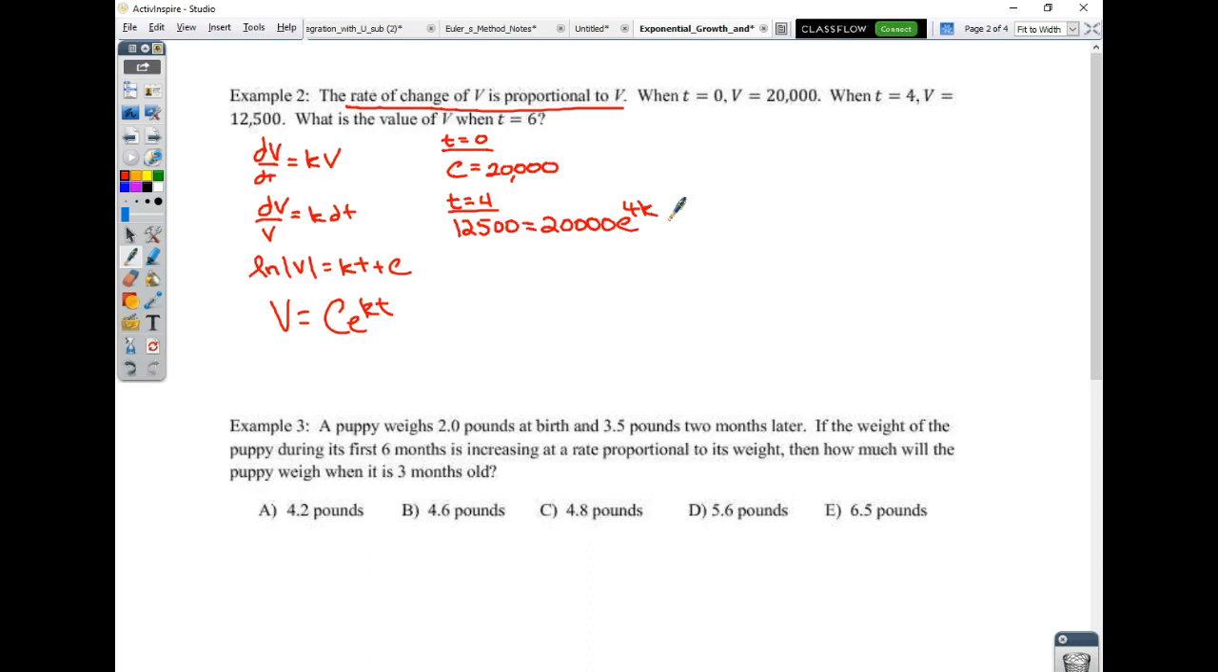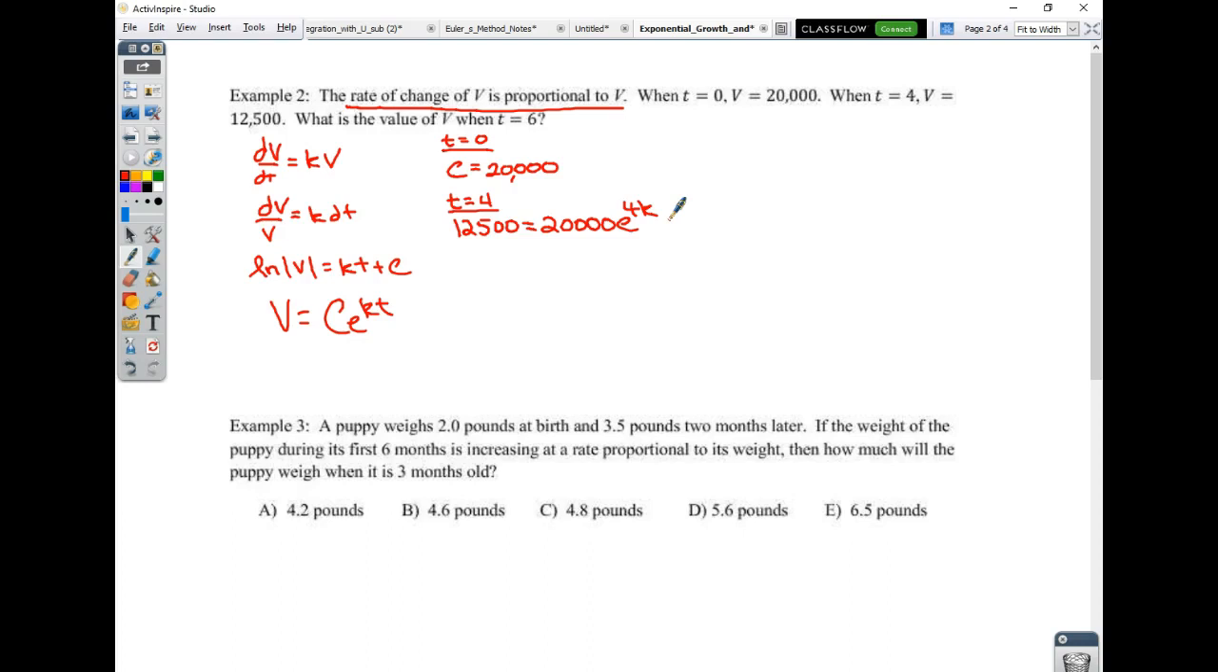What do you expect? Expect growth? Yeah, I went from 20,000 to 12,500. I better be decaying, right? Just using logic, I better get a negative number out of this, shouldn't we? Let's do it.